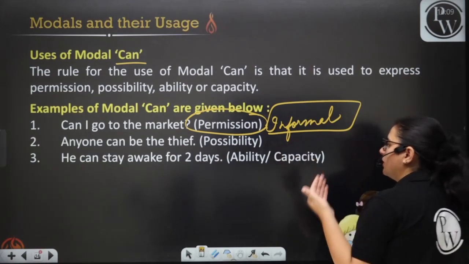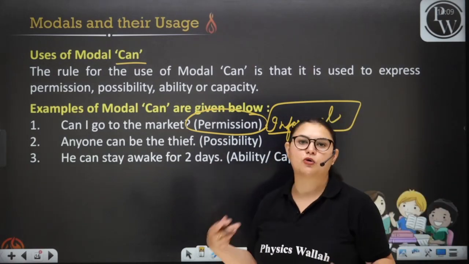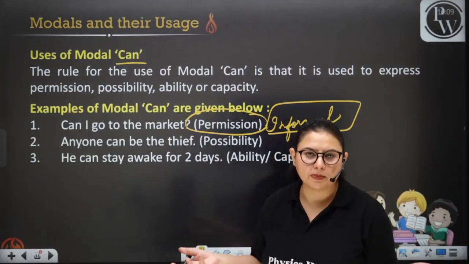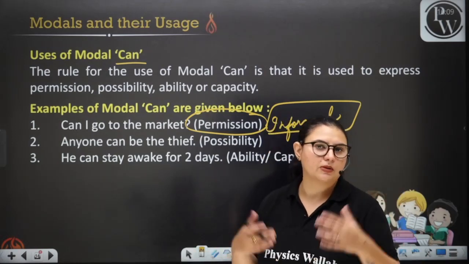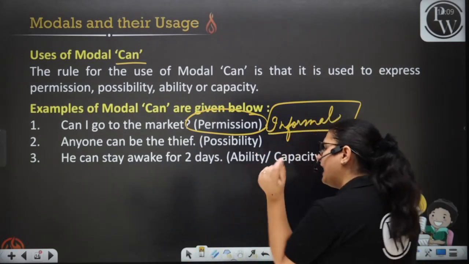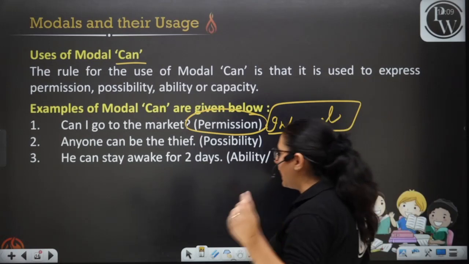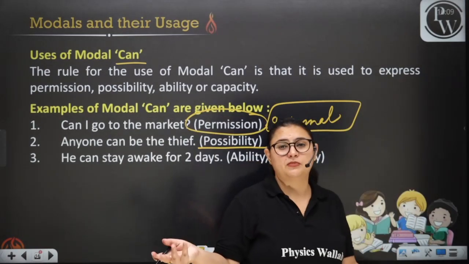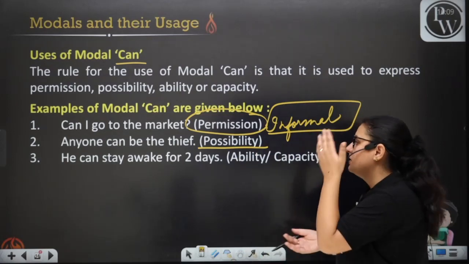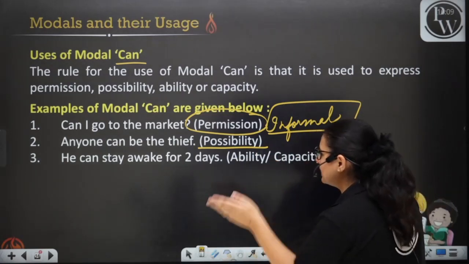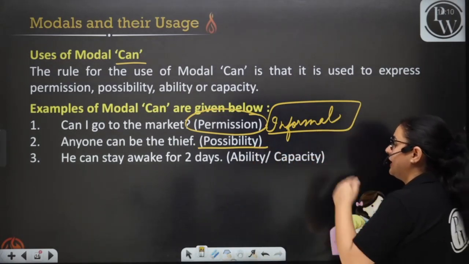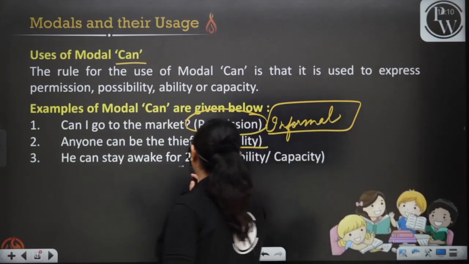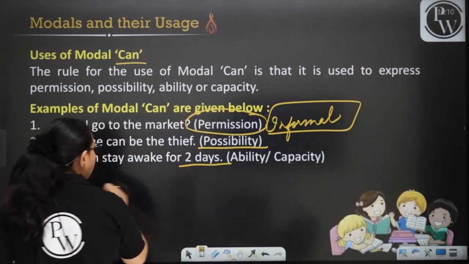Okay, this is something that you're asking from your parents or from an informal person, maybe your aunt, maybe your uncle, maybe your husband. Anyone can be the thief. This is the possibility. Okay, maybe anyone can be the thief. He can stay awake for 2 days. Now, this is the ability.